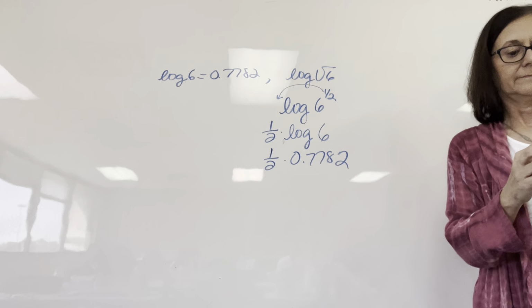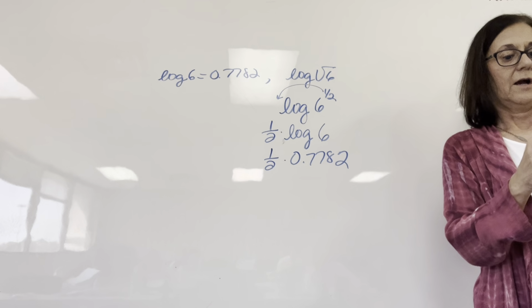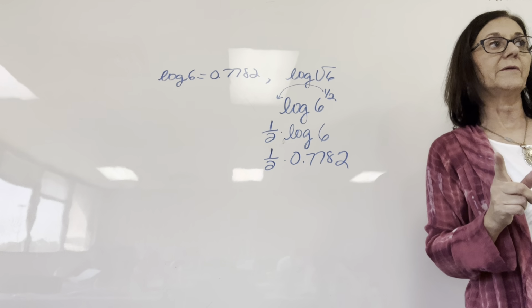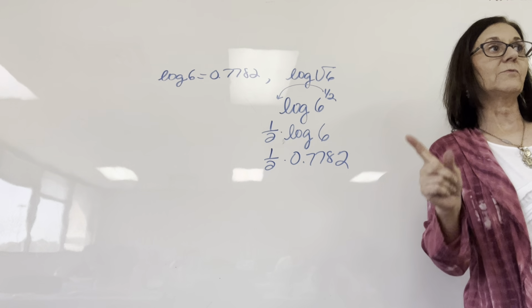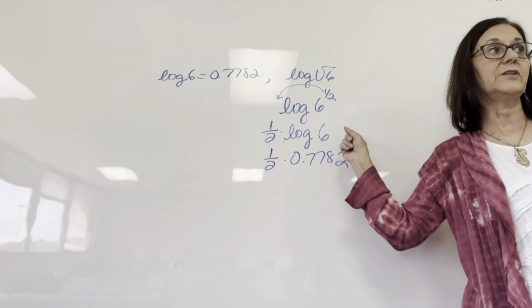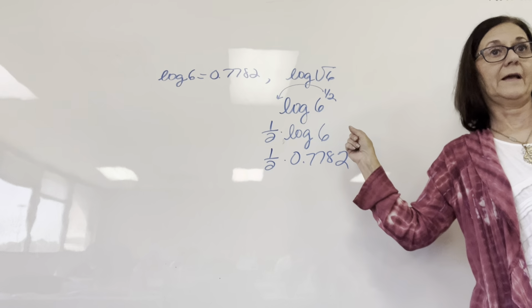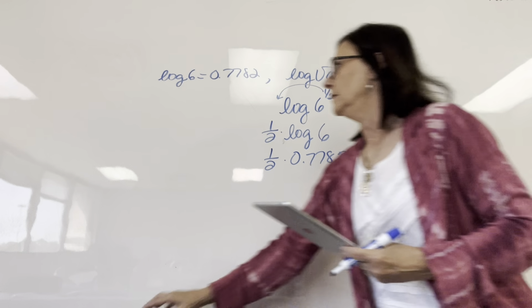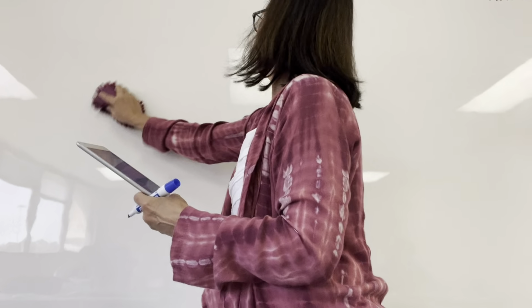You can just put the log of square root of 6 in the calculator. Oh, but you're not going to be able to do it when it's variables. And that's where we're going. So you have to know these rules. Okay? Look at B.